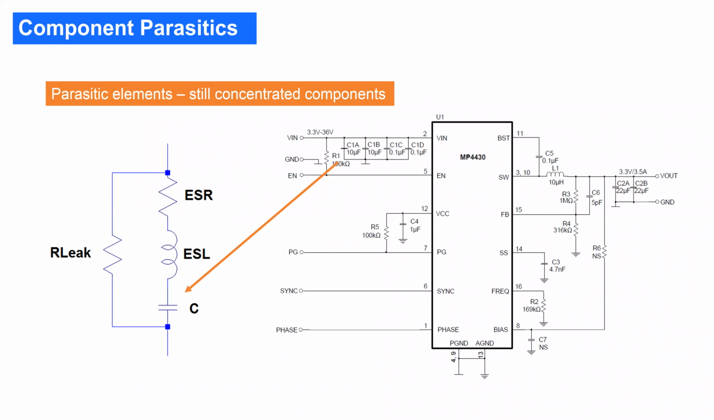Now, it's quite obvious that the input capacitors, inductors, and so on have parasitics, and they are usually fairly well known. MLCC capacitors have easily 4 nanohenry ESL and 4, 5, 10 milliohm ESR, and also these parasitics could be simulated. So that isn't a big surprise. But the parasitic elements are still in concentrated components.